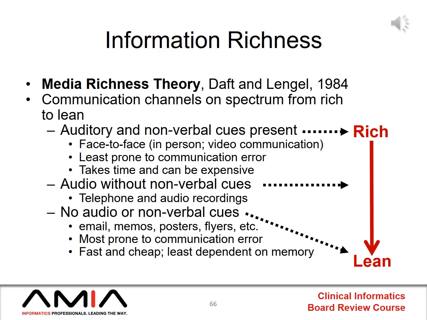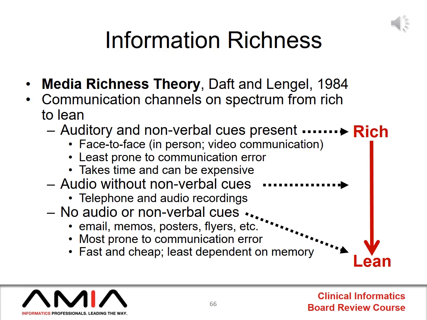This type of communication is the least prone to communication error because all of those vocal and nonverbal cues help the receiver understand the intent behind the message. However, face-to-face and verbal conversations can take more time and can be expensive if you are bringing people in to a face-to-face meeting who may have to travel. In the middle of the rich to lean spectrum are audio-only communications where there are no visual cues present. This includes telephone conversations and audio recordings.